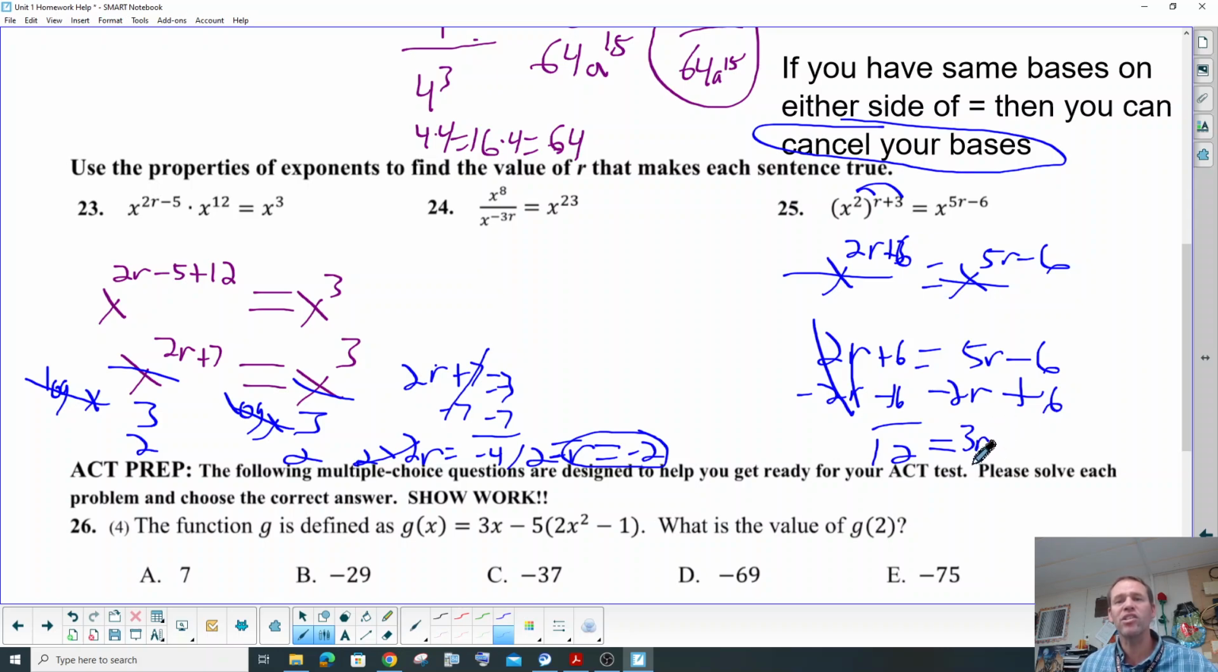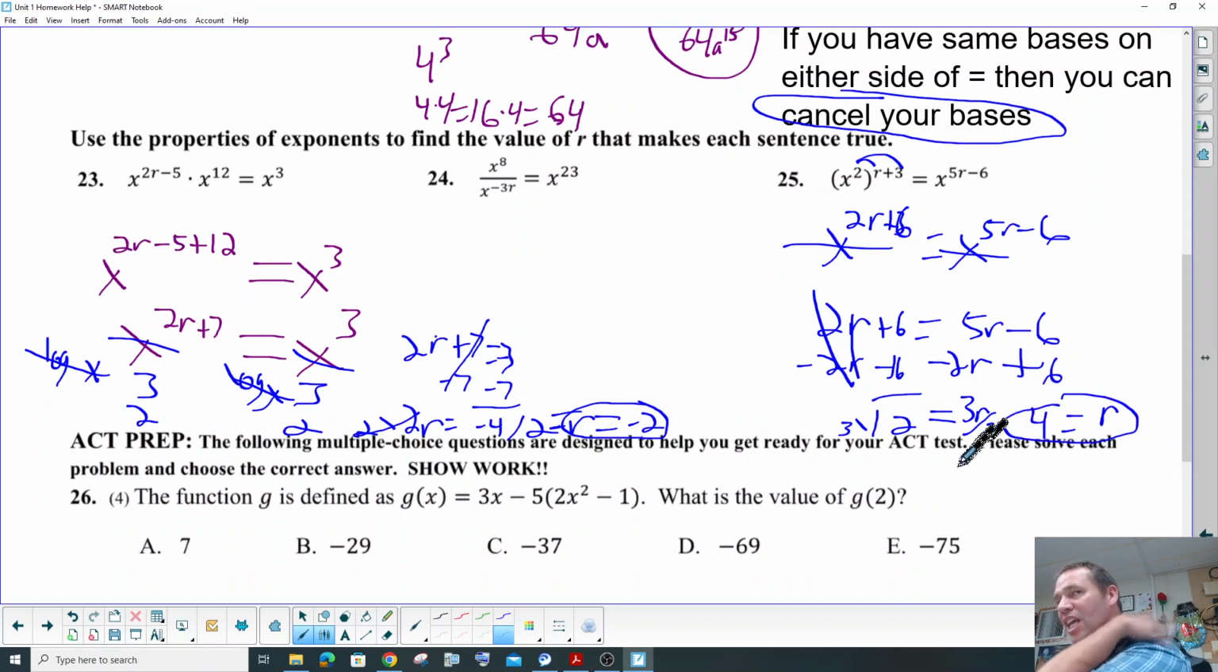And then last but not least, what do we do next? We solve for r by dividing by 3 and dividing by 3. And so we do get r equals 4. Did you pause me? Did you get that on your own? Pat yourself on the back if you did.